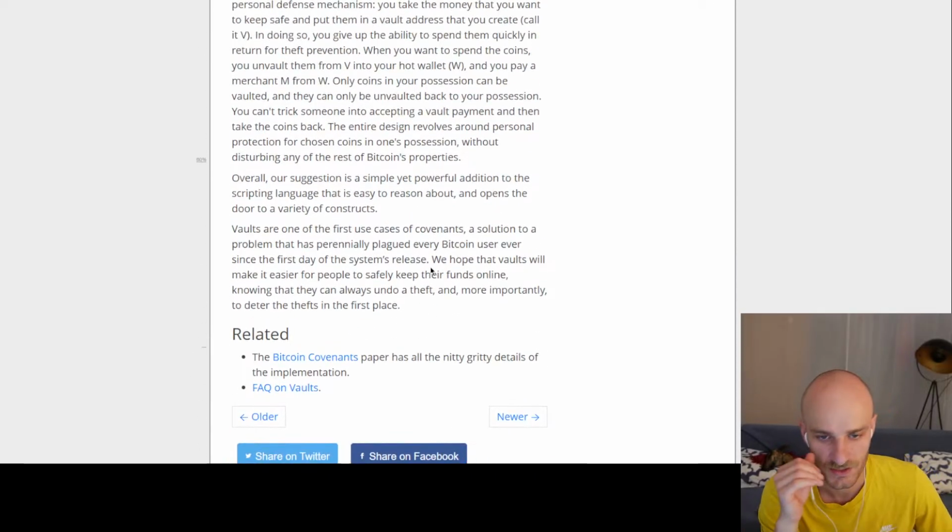Overall, our suggestion is a simple yet powerful addition to the scripting language that is easy to reason about and opens the door to a variety of constructs. Vaults are one of the first use cases of Covenants, a solution to a problem that has perennially plagued every Bitcoin user ever since the first day of the system's release. We hope that vaults will make it easier for people to safely keep their funds online, knowing that they can always undo a theft and, more importantly, to deter the thefts in the first place.